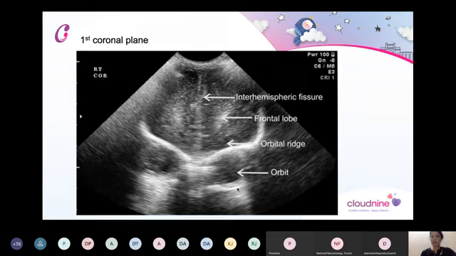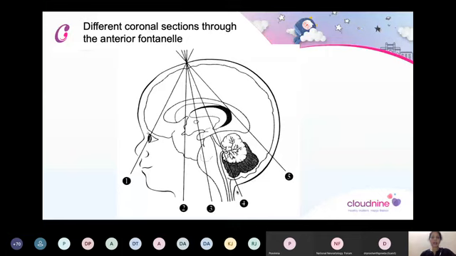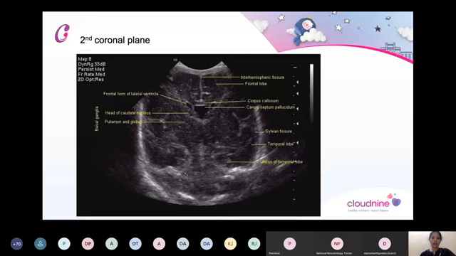Now if you angulate the probe a little posteriorly, you get the second coronal plane, and you will be able to see the anterior horns or the frontal horns of the lateral ventricles. So the little slit-like structures on either side are the anterior horns of the lateral ventricles. In the center, you have the cavum septum pellucidum, and on either side below the ventricles, you have the basal ganglia with the caudate nucleus and the globus pallidus. And below that, of course, the sylvian fissure, which is clearly visible in this image over here. And below that, you have the temporal lobes.